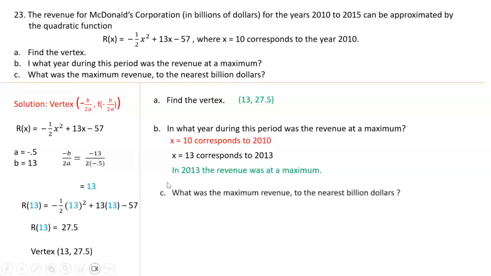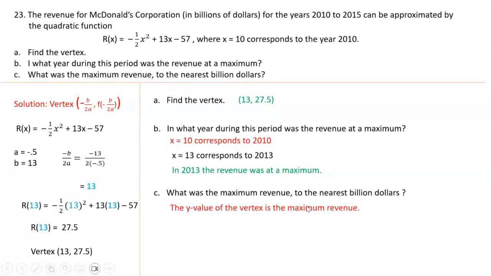Now, what was the maximum revenue? It will be the y part of the vertex. I want you to round off to the nearest $1 billion. So 27.5, you round it off, will give us 28 billion. So that will be my maximum revenue, 28 billion.